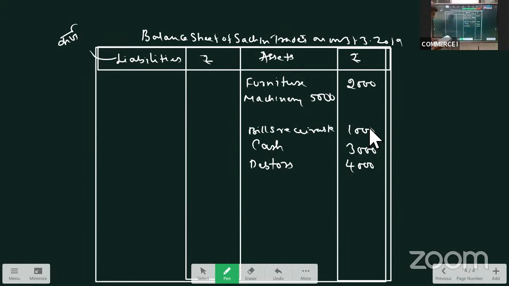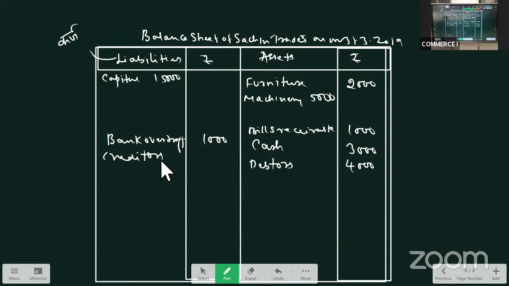Okay. Then credit side, we have bank overdraft. Bank overdraft is a liability. We'll take it on the liability side. Then capital is given, 15,000. Capital 15,000. And we have creditors. Creditors are given as 1,000. Okay. So now we have taken all the items of the balance sheet from the trial balance.